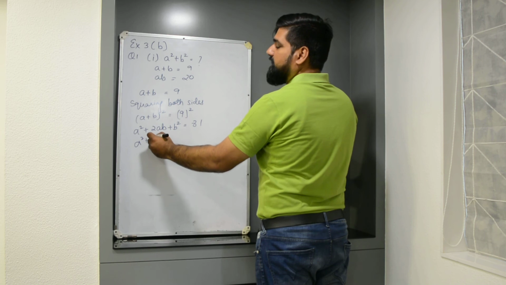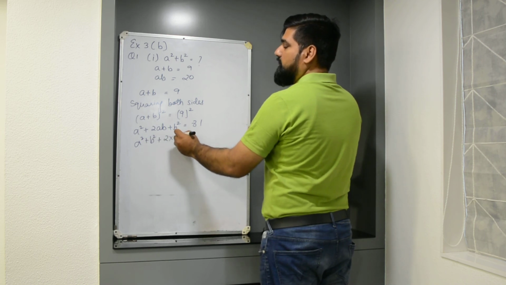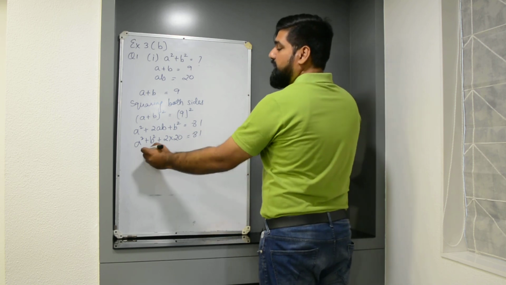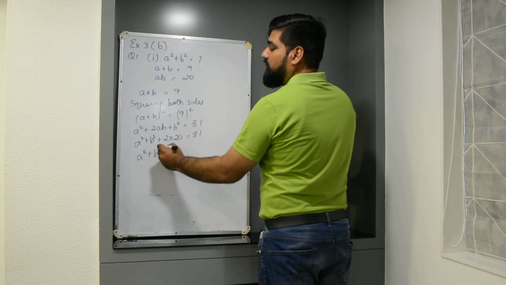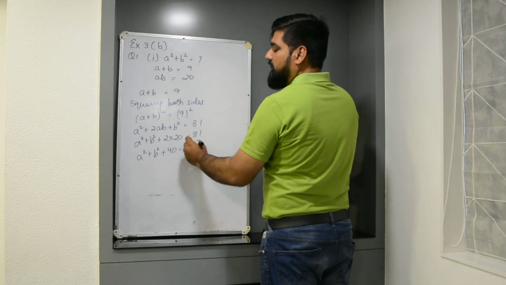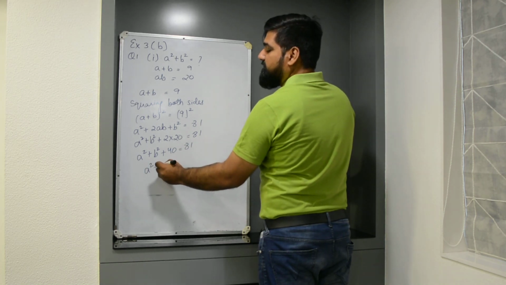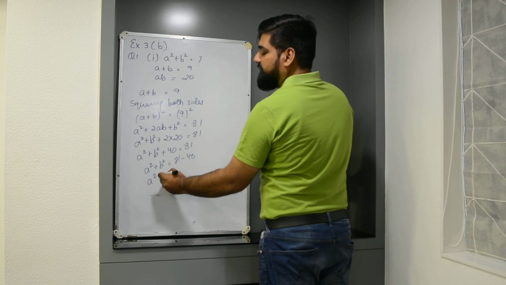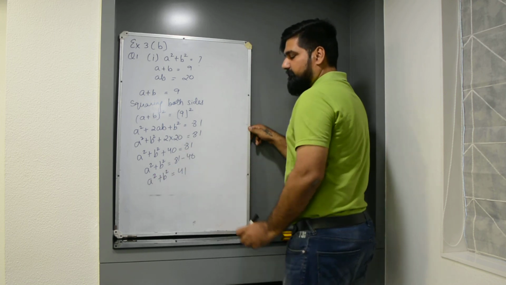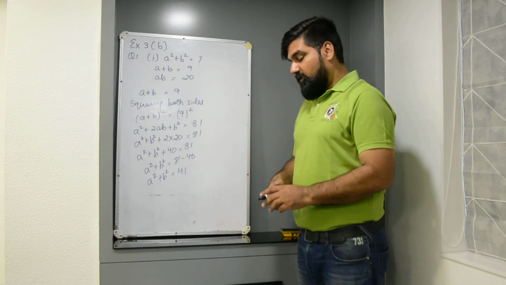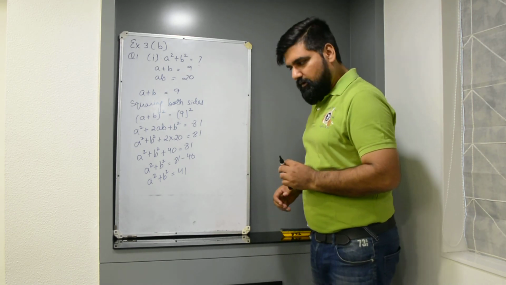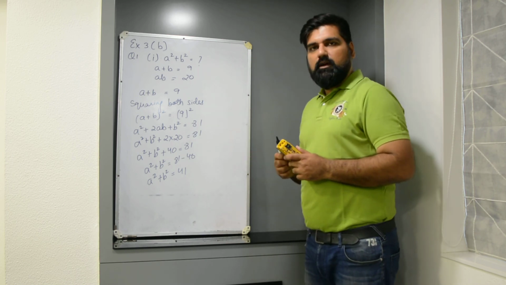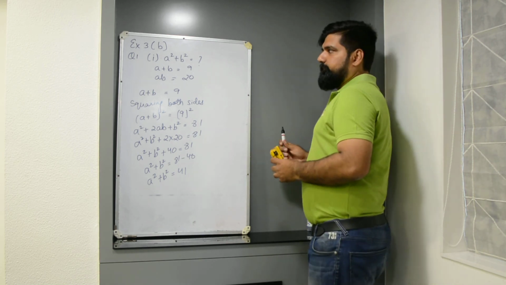So a square plus b square plus 2 into 20, because ab given to us is 20, is equal to 81. So a square plus b square plus 40 is equal to 81. A square plus b square is equal to 81 minus 40, or a square plus b square is equal to 41. So the final answer is 41. Okay. So that is how we are going to use these identities. Next question.